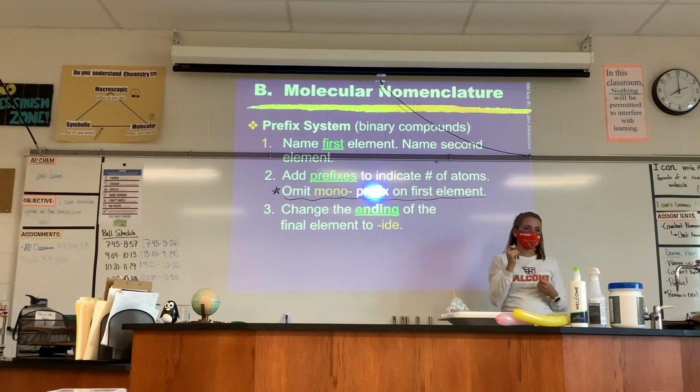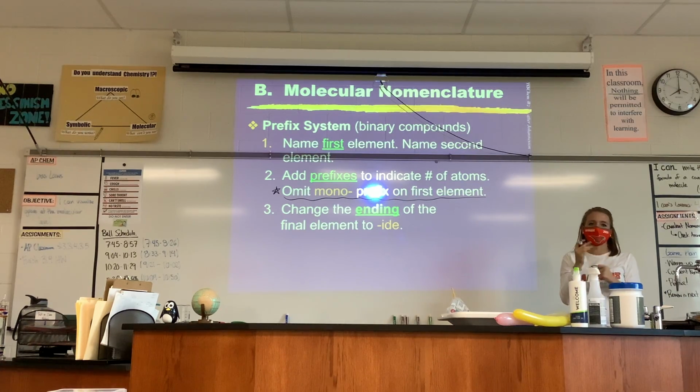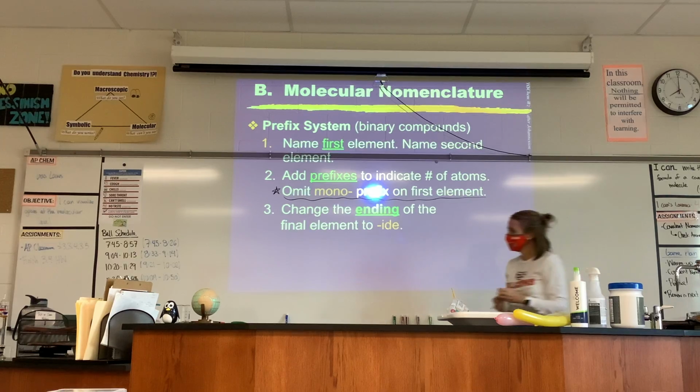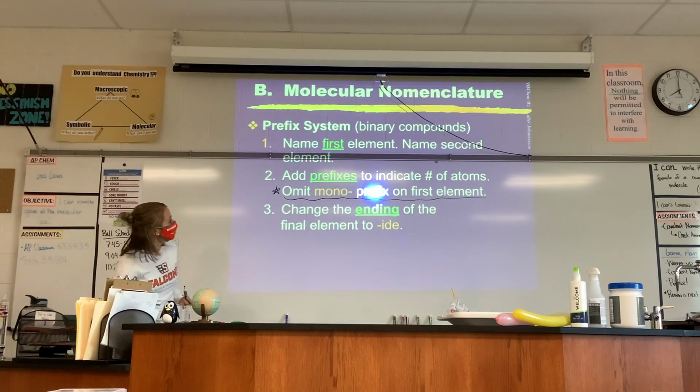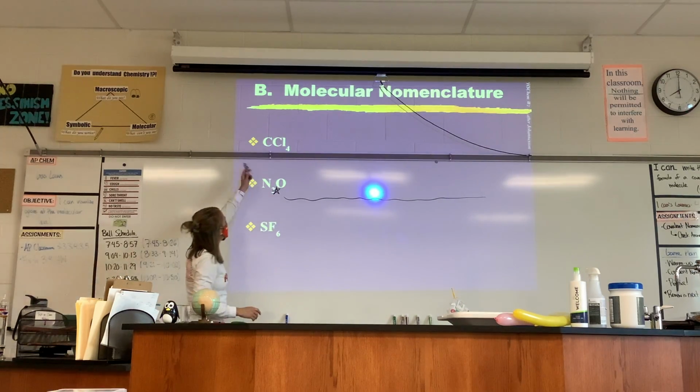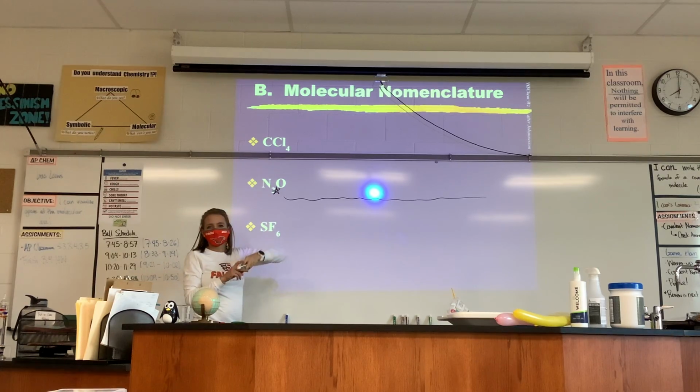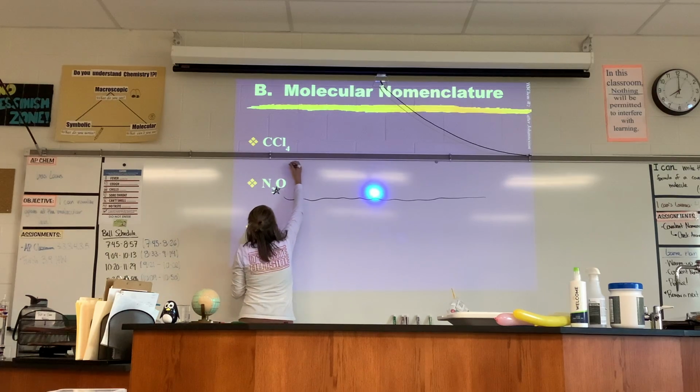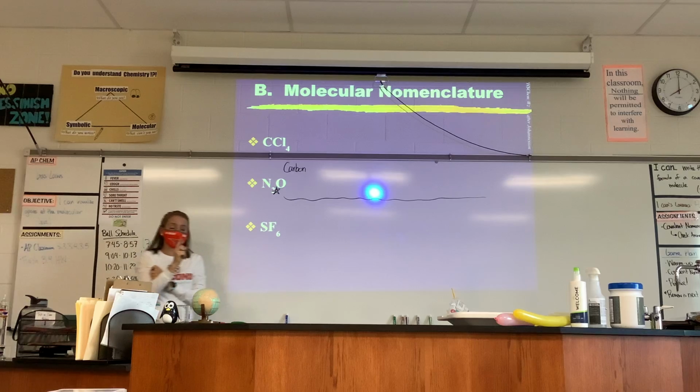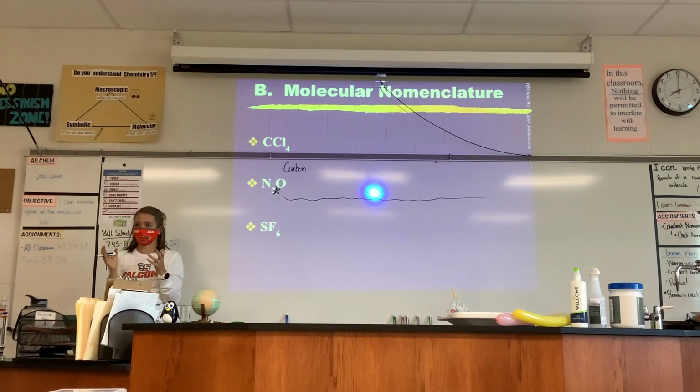We don't use the prefix mono ever on the first element. If you only have one of the first element, you just write its name. You only use mono on the second element if there's one of them. Okay? So for example, on this molecule, we have CCl4. So C is what element? Carbon. So write down carbon. Now because it's the first element and because there's only one of them, we just write carbon.